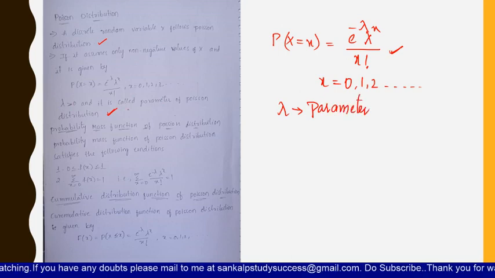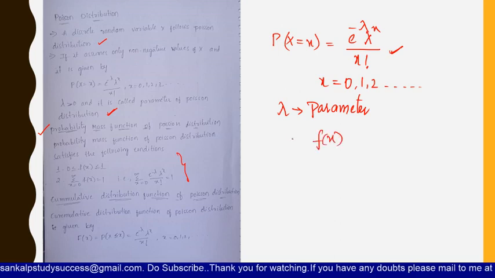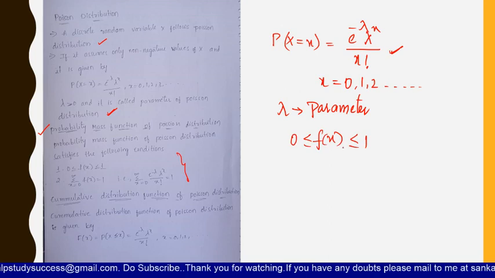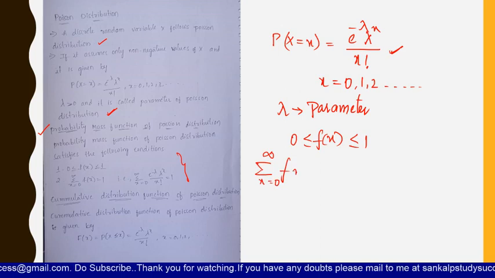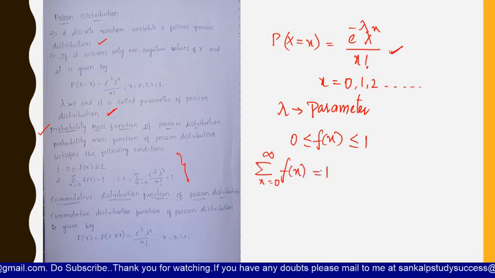Now we are going to see what is the probability mass function of Poisson distribution. We have seen the probability mass function of binomial distribution, and in this video we are going to learn the probability mass function of Poisson distribution. In order to find a probability mass function, it should follow two conditions. Those are f of x must lie between 0 and 1, and also the summation of x equal to 0 to infinity f of x should be equal to 1. Then we can say that it is a probability mass function.